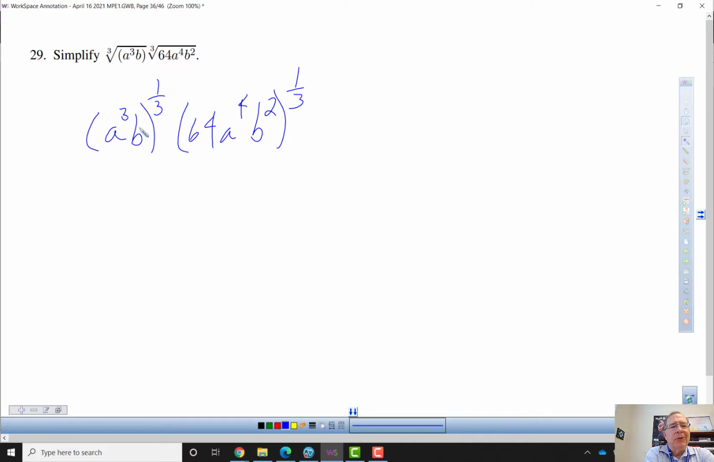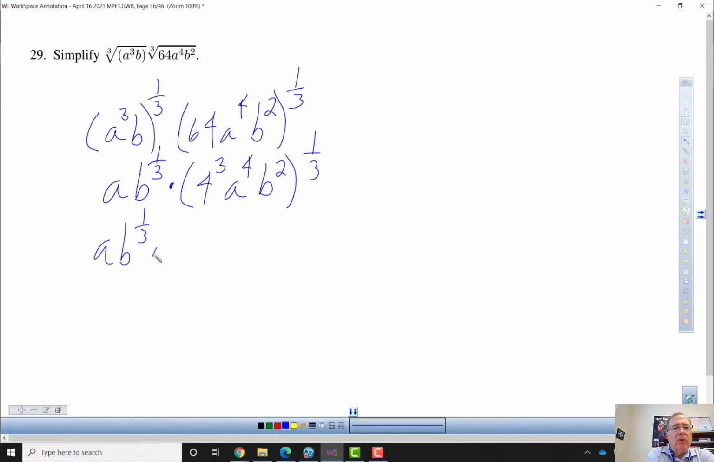And I'm going to go ahead and distribute the 1/3 inside this parentheses, so that's going to be a to the 1, b to the 1/3, and then times, before I distribute this 1/3, I'm going to change this to 4 cubed a to the 4th b squared all to the 1/3. So now I'm going to have a b to the 1/3 times 4 to the 1 power a to the 4/3 times b to the 2/3.